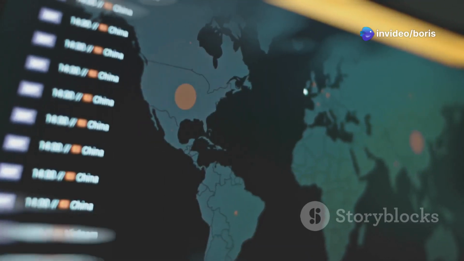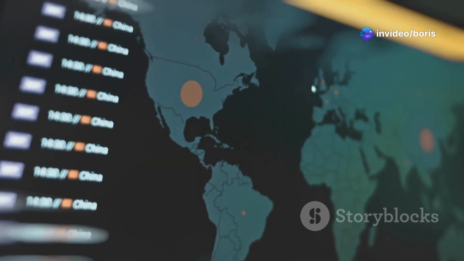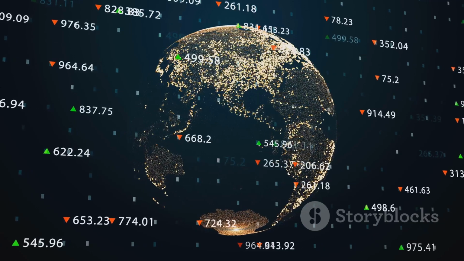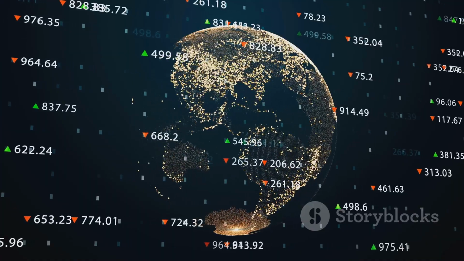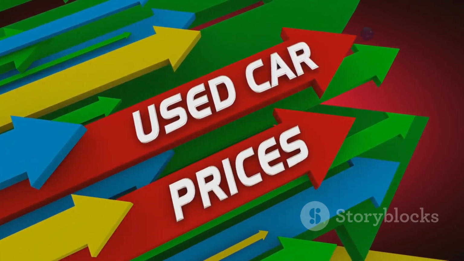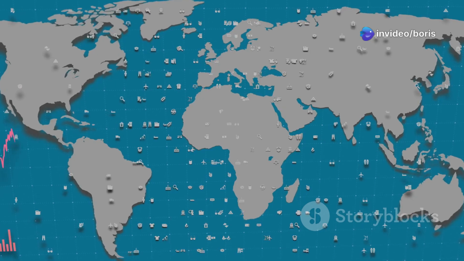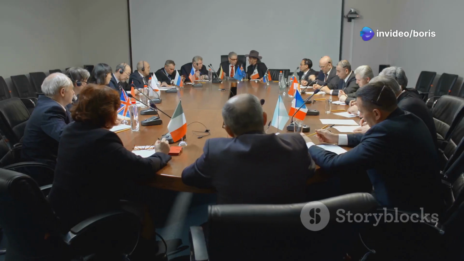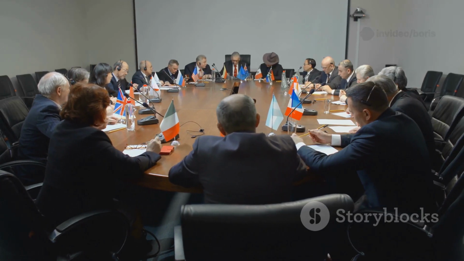The impact of this trade war wasn't confined to just the US and China. Global supply chains were disrupted, and countries all around the world felt the consequences. Prices on goods from cars to electronics increased. Countries relying on trade with both nations saw their economies take a hit. Some even had to step in to negotiate deals to help ease tensions.